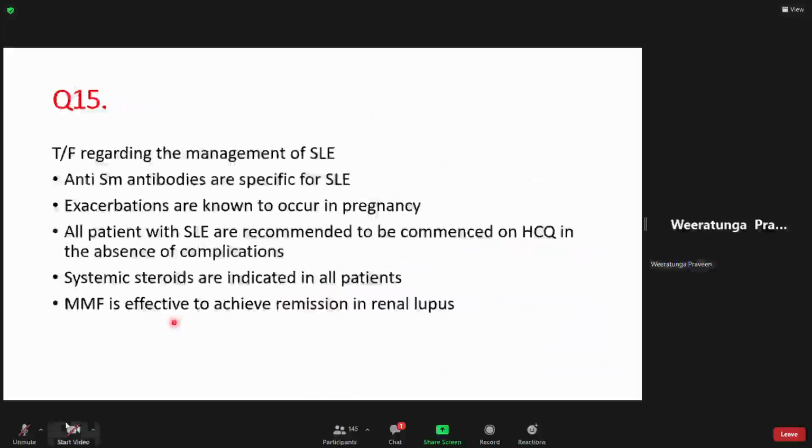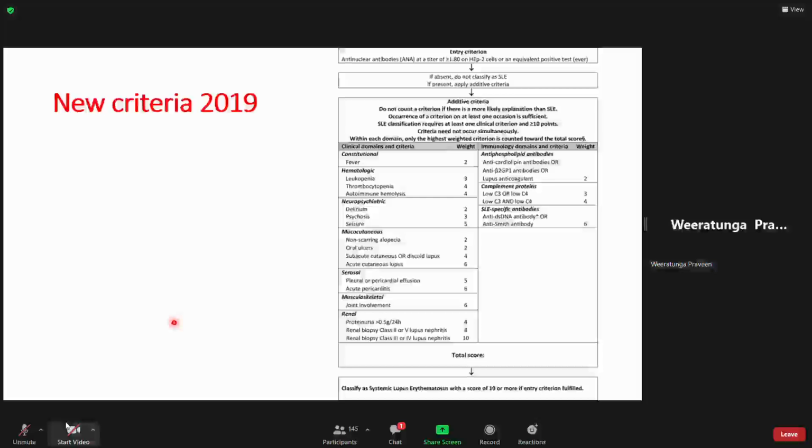Right. Now, this MCQ is mostly about management of SLE. Anti-Smith antibodies are specific for SLE. Right? So there are several types of antibodies that we measure in SLE. You can look at this table a little. So there are two SLE specific antibodies.